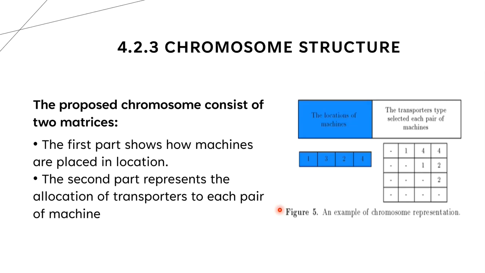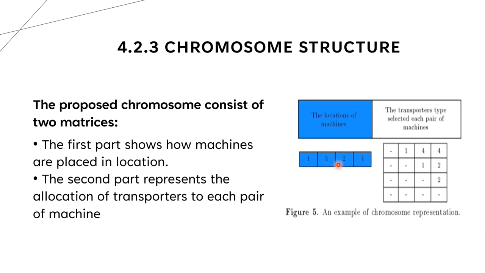Next slide, we talk about the chromosome structure. The proposed chromosome consists of two matrices. The first part shows how machines are placed in the locations, and the second part represents the allocation of the transporter to each pair of machines. Figure 5 shows a case in which machine 1 is placed in location 1, machine 3 is placed in location 2.